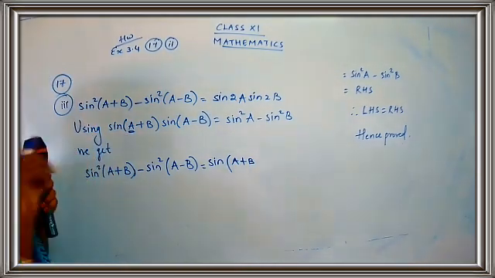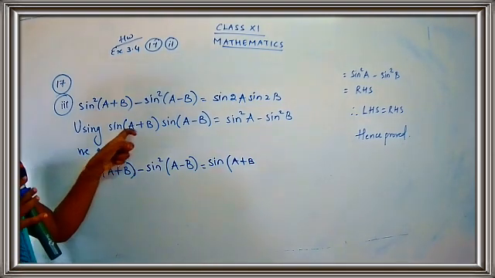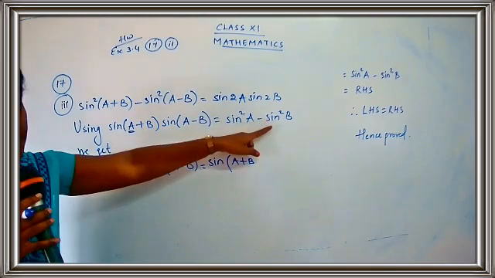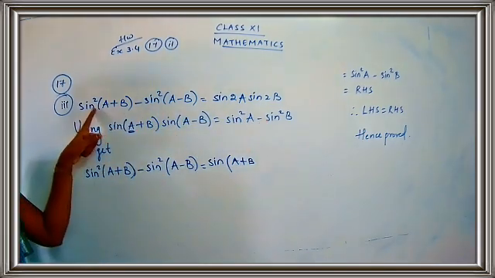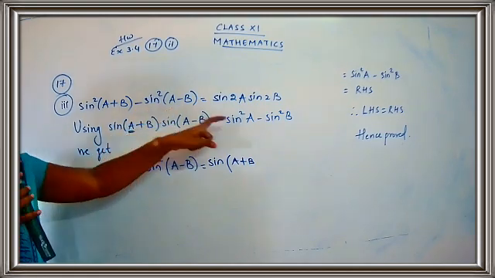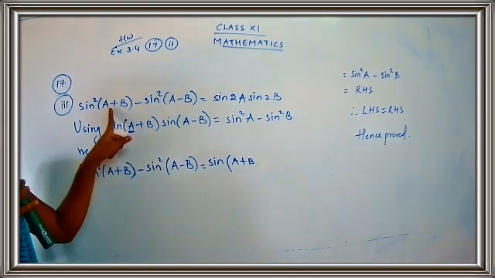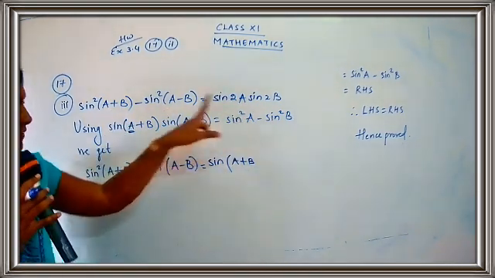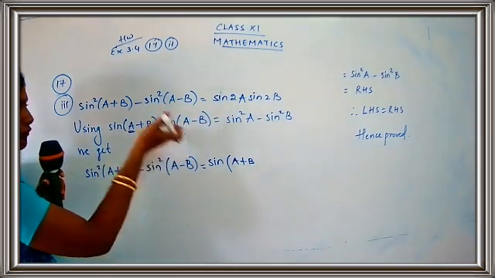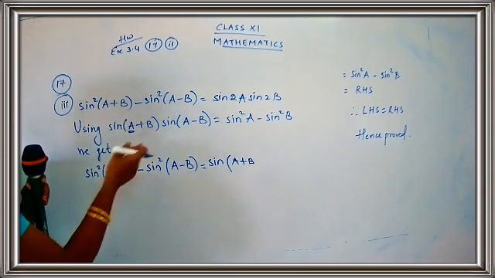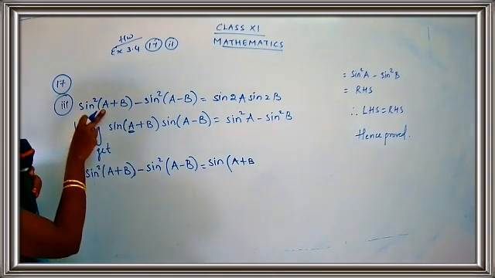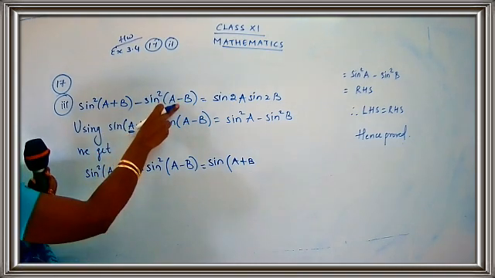We have used the first proof, sine of (a plus b) into sine of (a minus b) is equal to sine square a minus sine square b. So for the third one, the question was sine square (a plus b) minus sine square (a minus b). That is, instead of a, they have given a plus b, and instead of b, they have given a minus b. So I'm just using this proof for the third subpart also. Wherever we have a, I'm going to write a plus b, and wherever we have b, we have to write a minus b.